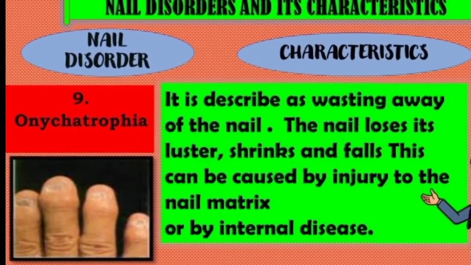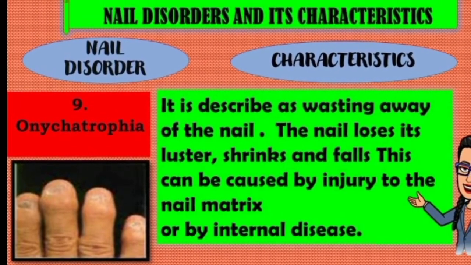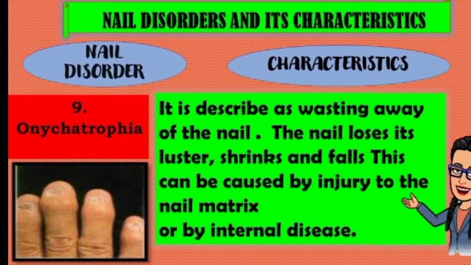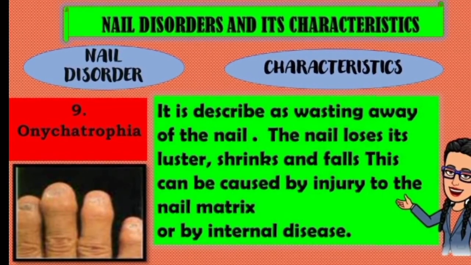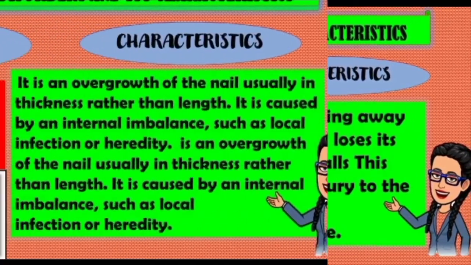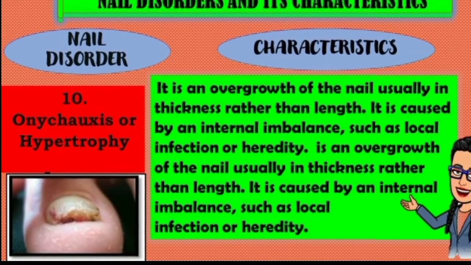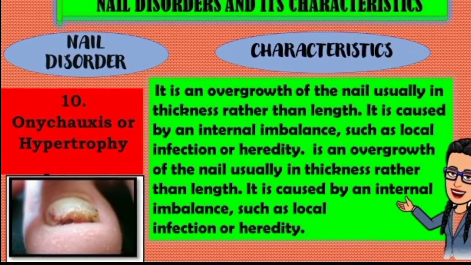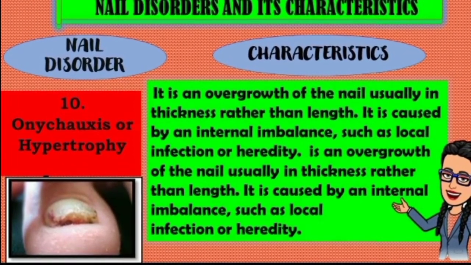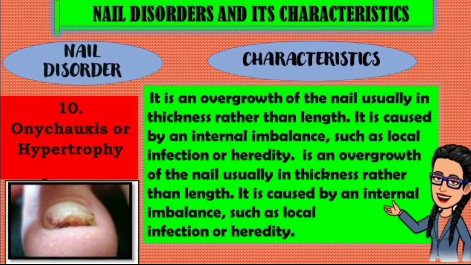Onychatrophia. It is described as wasting away of the nail. The nail loses its luster, shrinks, and falls. This can be caused by injury to the nail matrix or by internal disease. Onychosis or hypertrophy. It is an overgrowth of the nail usually in thickness rather than length. It is caused by an internal imbalance such as local infection or heredity.